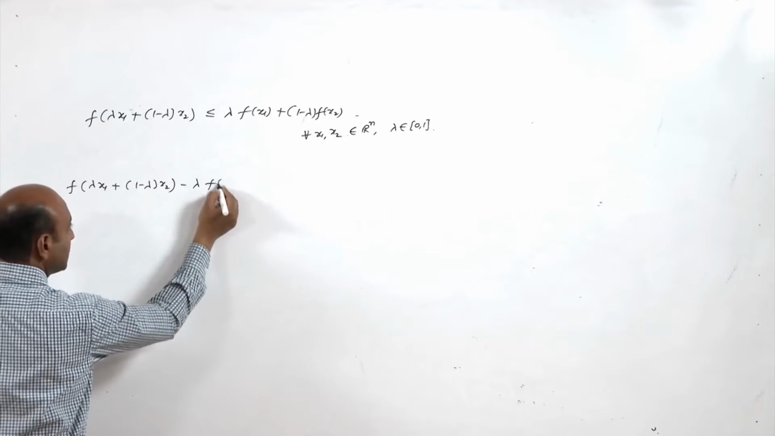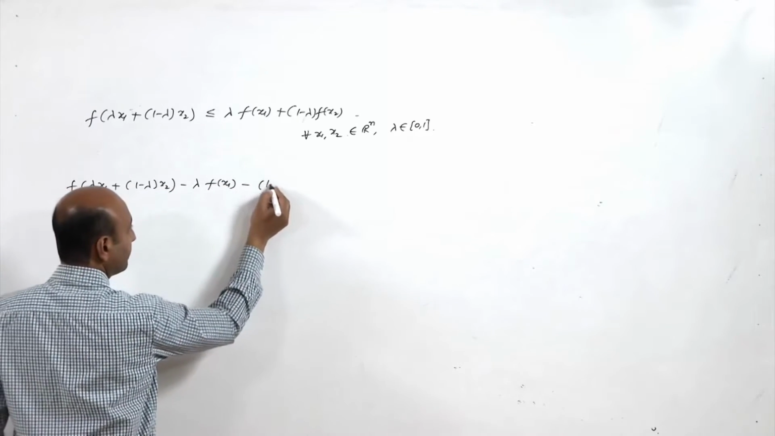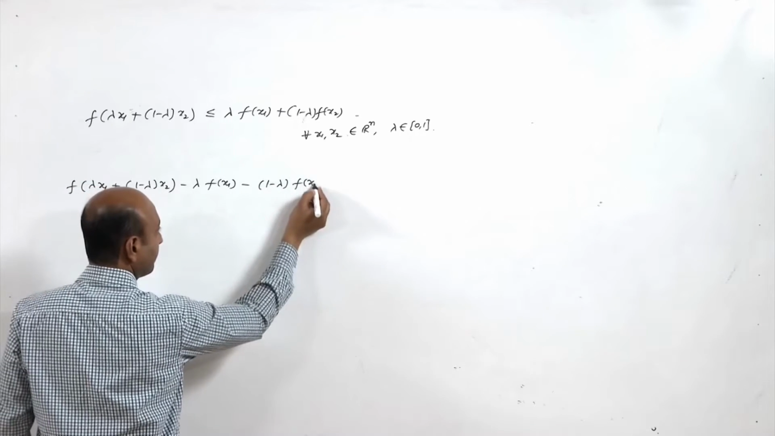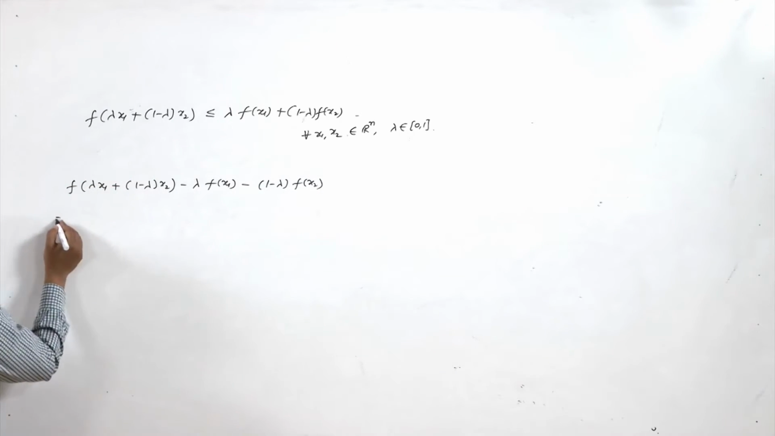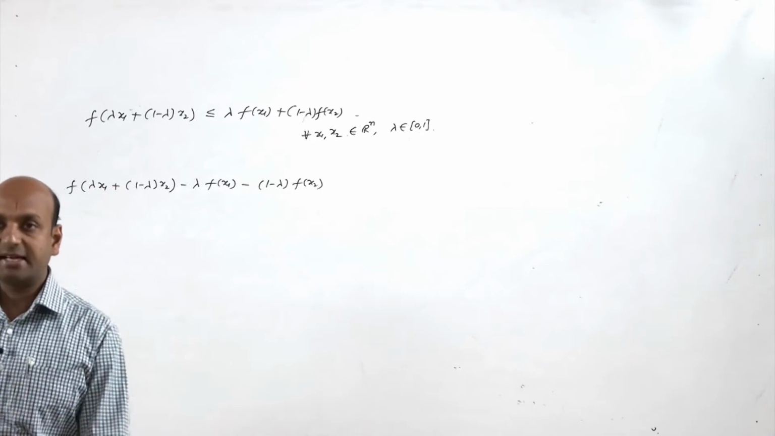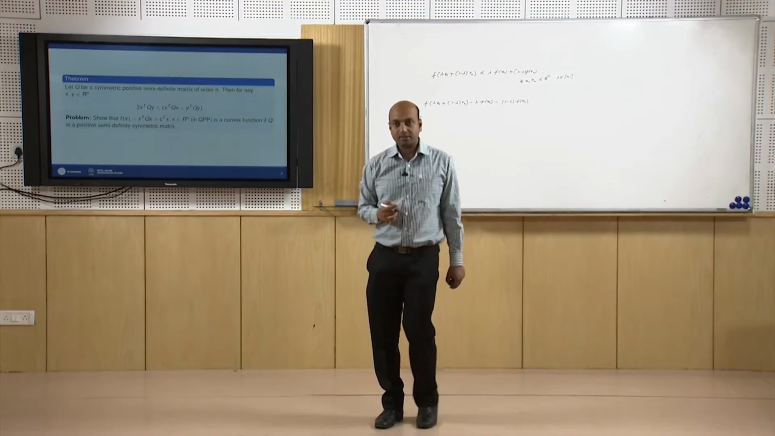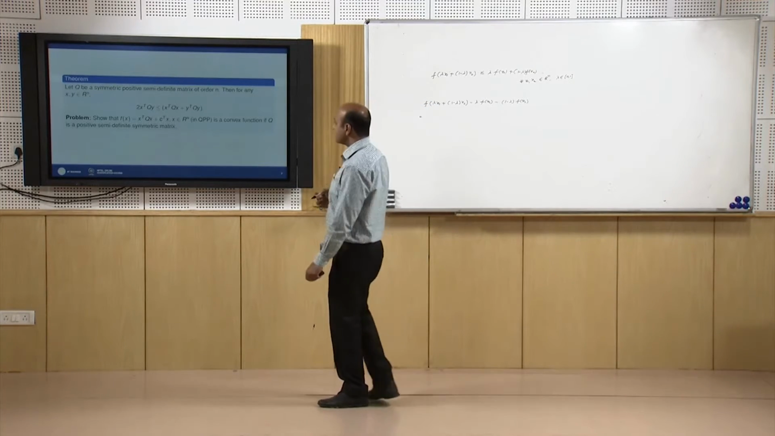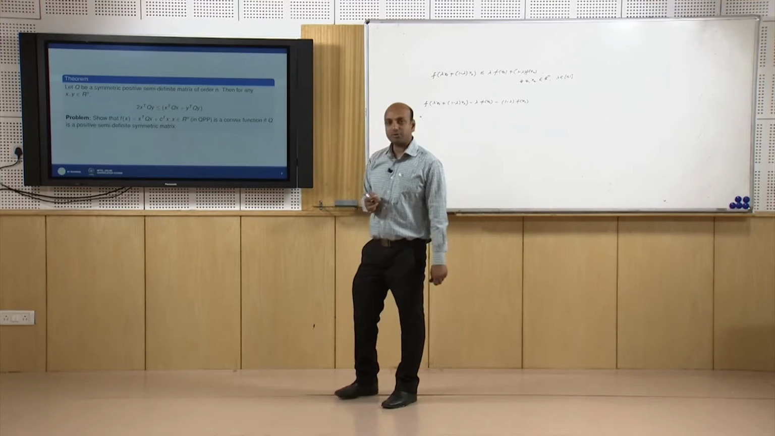Let us take this side. So, this is equal to, we have to show that this is less than or equal to 0. Then we can say the function f is convex. Now, what is f? f is x transpose Qx plus c transpose x.